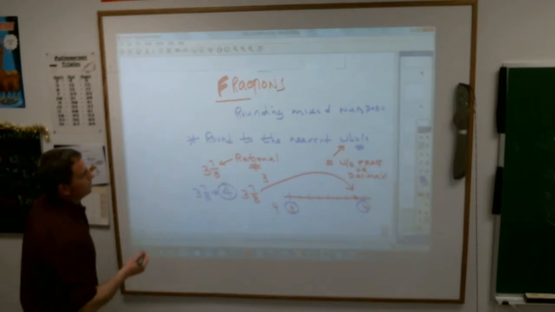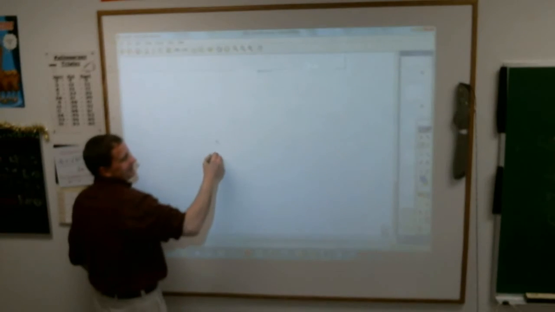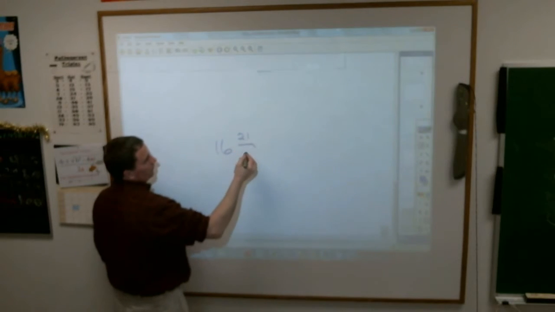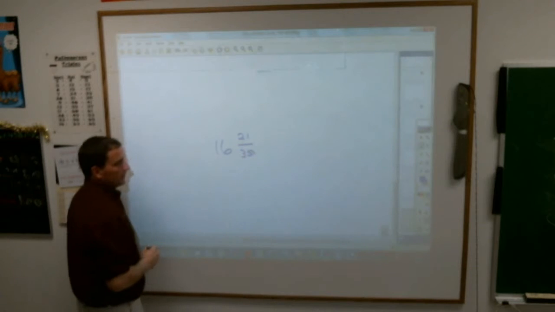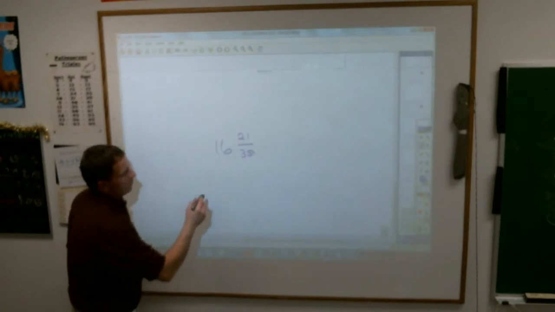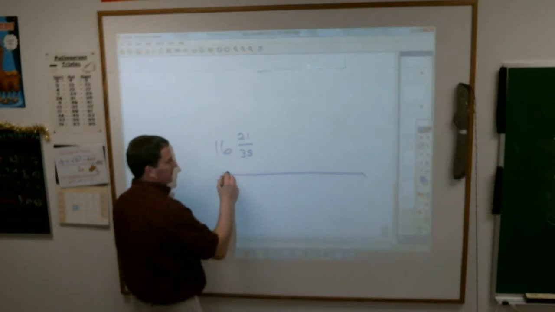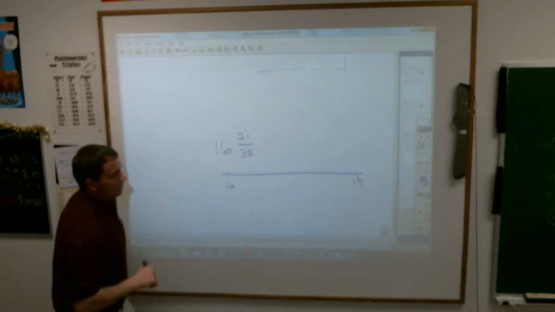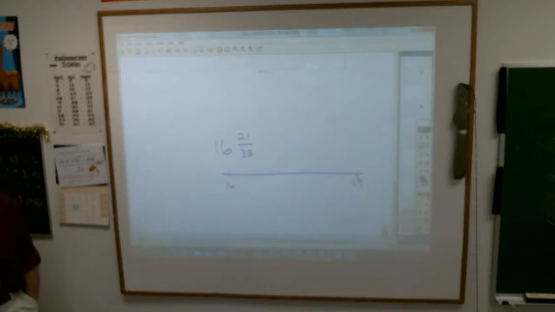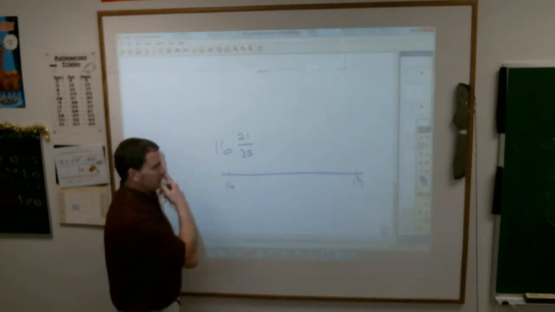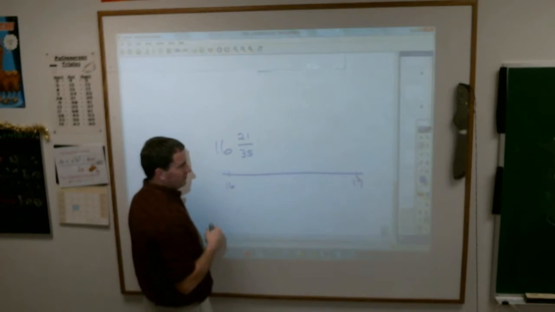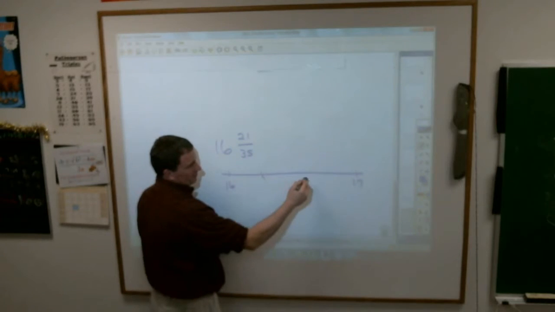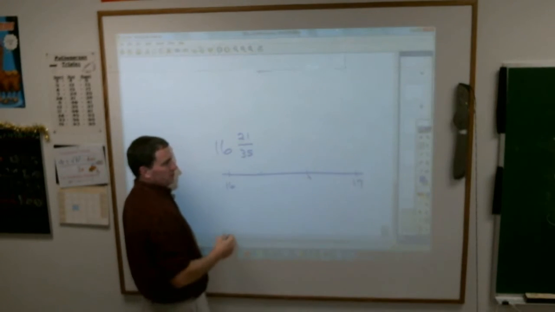But what if it was a harder one? What if it was like 16 and, I don't know, 21/35? First of all, you don't want to have to draw the whole number line every time. We know this has to fall between 16 and 17. I really don't feel like cutting that line into 35 pieces. Does anybody have an easy way to cut something into 35 pieces? I guess I could think of it as 33 and then cut it into thirds, and then cut each third into 11.